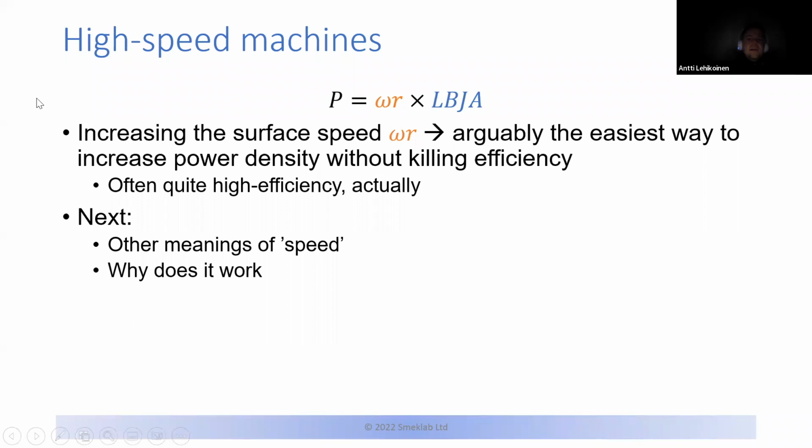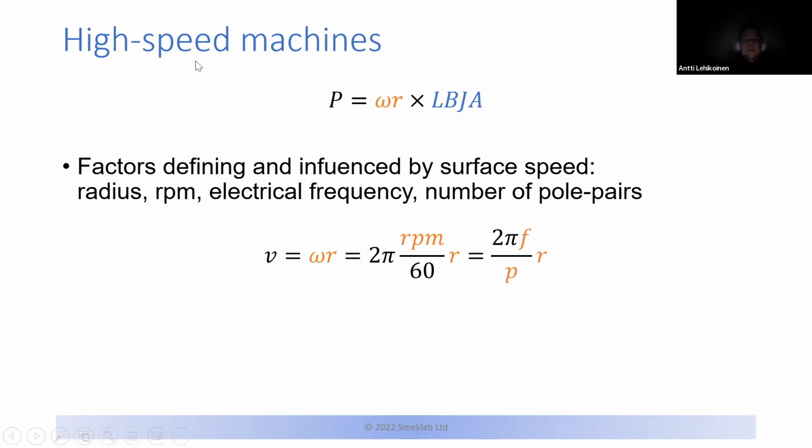So let's soon see why it works and what happens when we increase the surface speed, and also what happens at the same time when we increase the surface speed. So as we saw, the surface speed is the product of the angular velocity and the rotor radius. And you can split this term open and write it with the RPM, or the electrical frequency F, and the number of pole pairs.